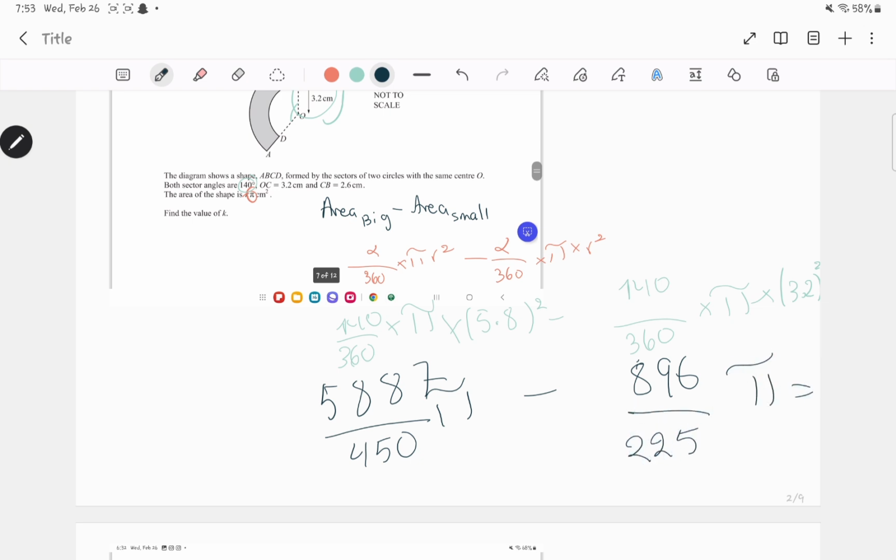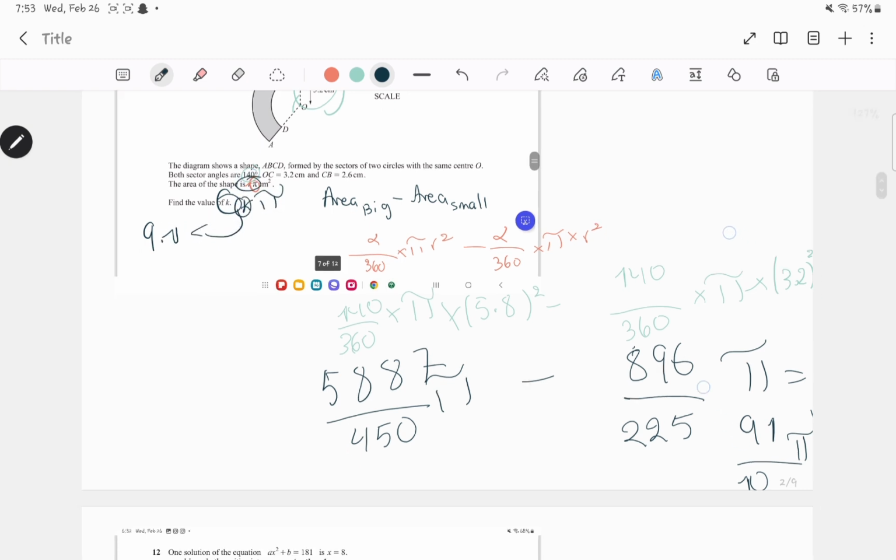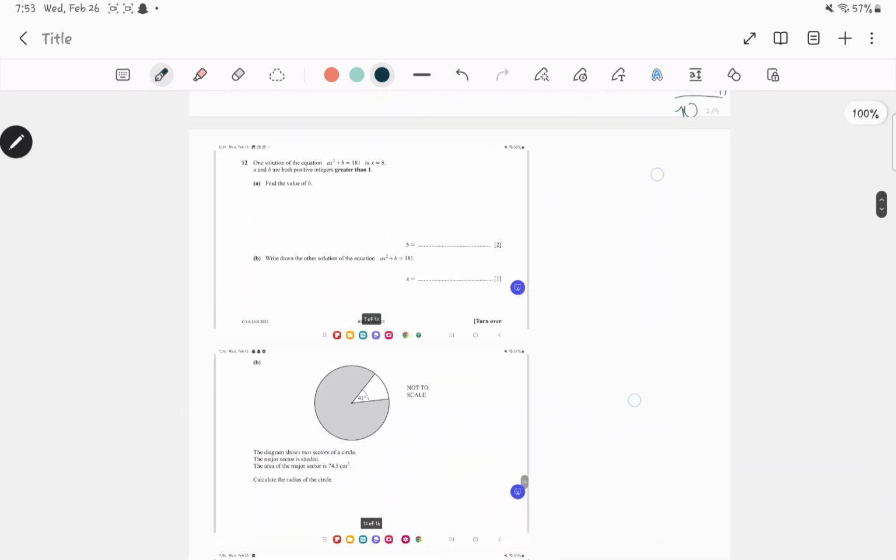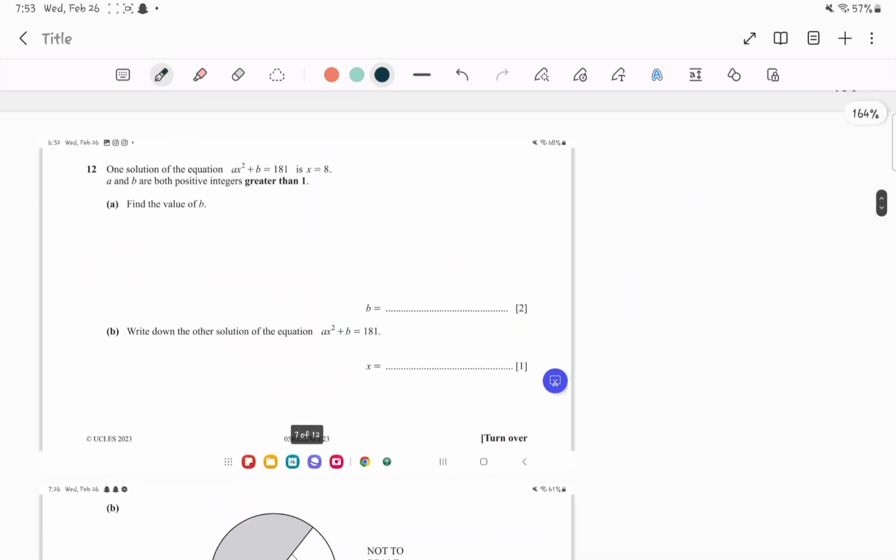So after subtracting them on the calculator, you are going to get 91 over 10 pi. And so they need the value of k. You can put it as 91/10 or very simply 9.1. Why? Because they told you k pi, they need the value of k, so you could take it as 9.1. We move on to question number 12.